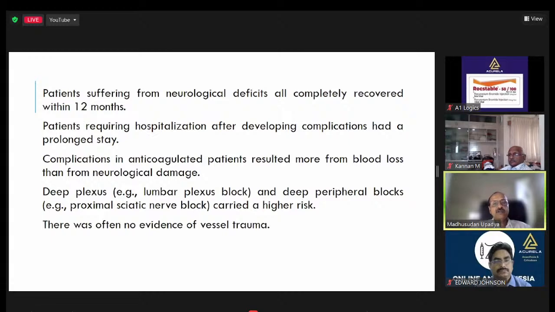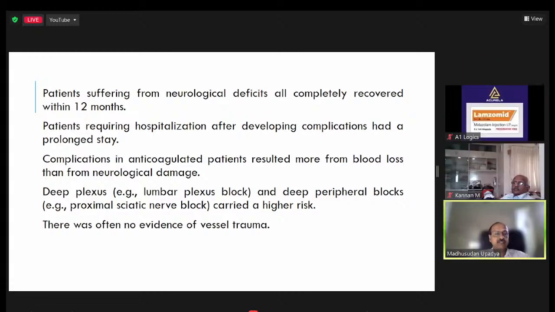Patients suffering from neurological deficits all completely recovered within 12 months. But the 12 months would be kind of a hell for the patient as well as the anesthetist, because you will be fearing litigation at all times. Patients requiring hospitalization after developing complications had a prolonged stay, obviously. And complications in anticoagulated patients resulted more from blood loss than from neurological damage.